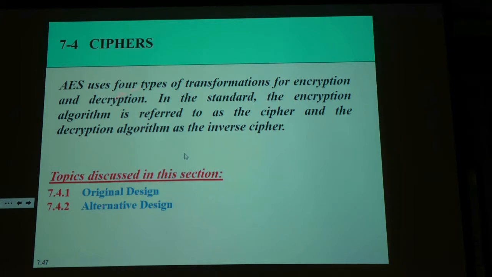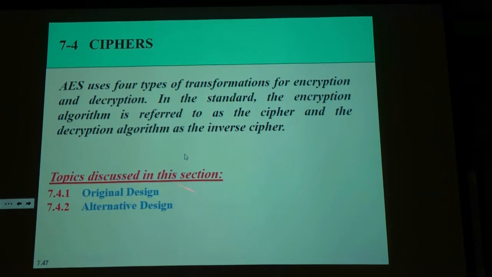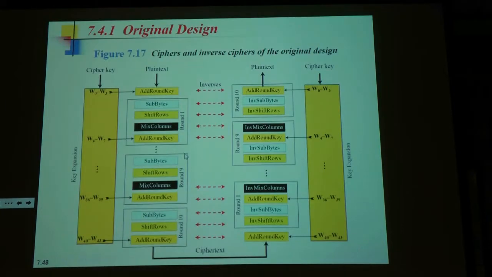So the ciphers: AES uses 4 types of transformation for encryption and decryption. In the standard, the encryption algorithm is referred to as the cipher, and the decryption algorithm is called the inverse cipher. Okay? So there is an original design and an alternative design. That's the original design. What we start with is add round key, which is this round key. Then you have the 4 processes: sub byte, shift rows, mix columns, and add key.